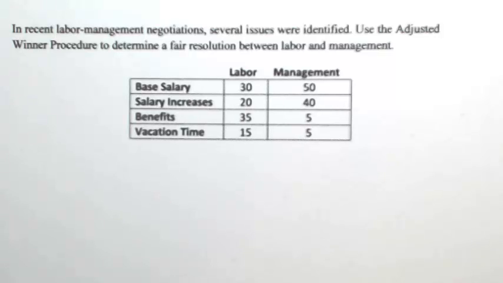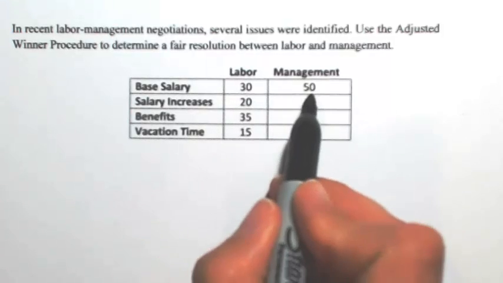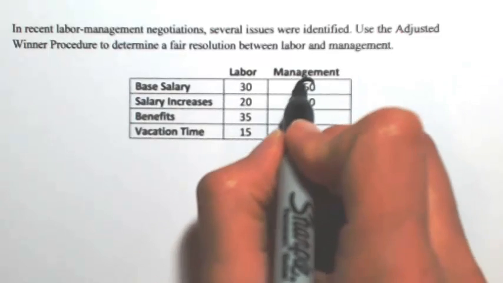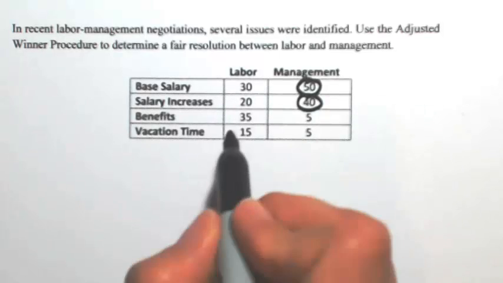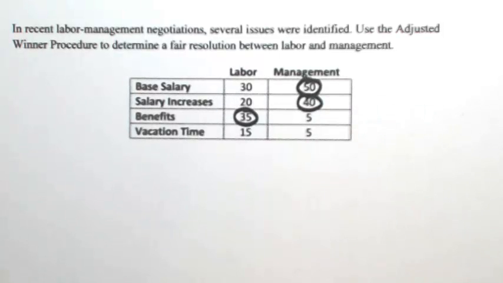So the first thing that we're going to do is go through each item and assign it to whoever gave it the most points. So starting with the base salary, management gave it 50, which is more than the labor did. With salary increases, management gets that one. For benefits, labor. And vacation time, labor.